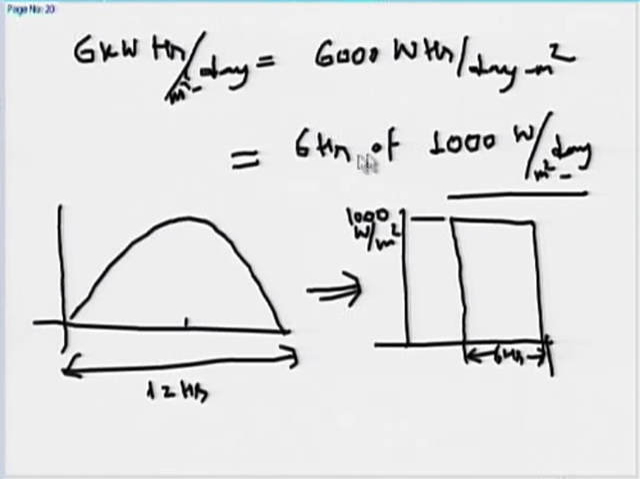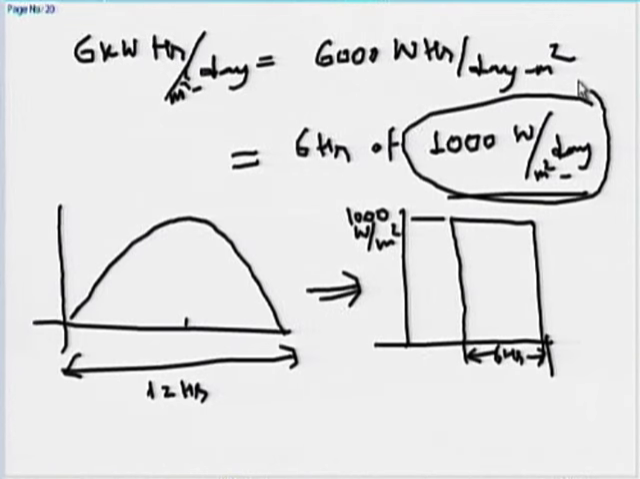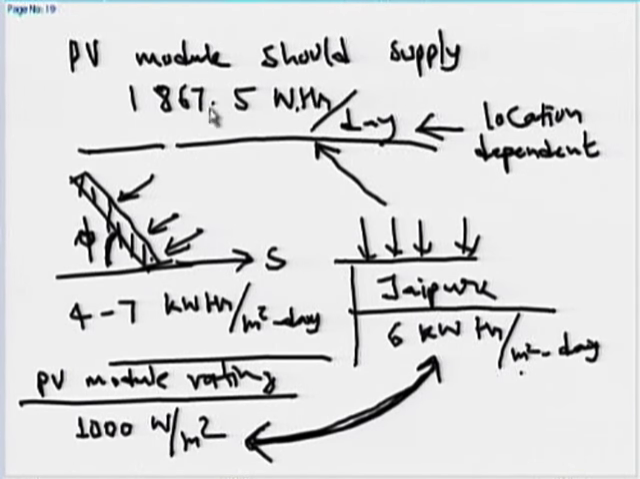Why am I interested in 6 hours of 1000 watt per meter square? Because I characterize my module for this condition. Under this condition, the output power of a module is given as watt peak. So, in Jaipur, for 6 kilowatt hour per meter square per day, my solar radiation is 6 hours of 1000 watt per meter square. Here my total daily energy requirement is 1867.5.